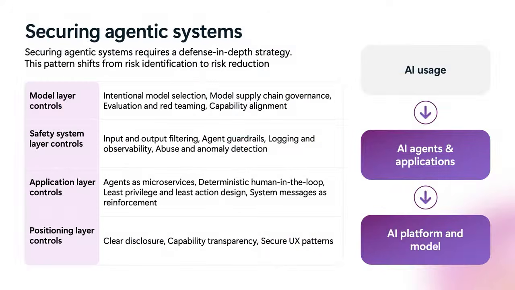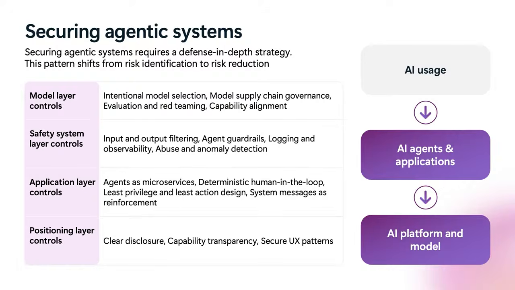We can now drill into the specific layers at work here. The defense in-depth strategy across these 4 areas. At the model layer, at the top, intentional model selection, supply chain governance, these things to ensure that the model can do what you need and nothing more.